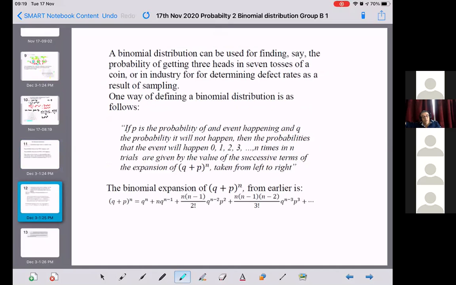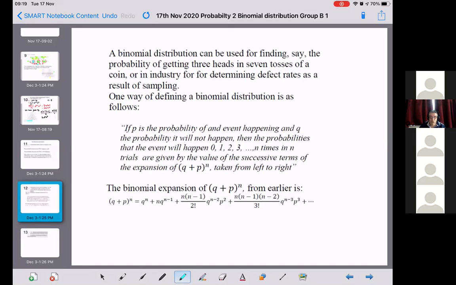Binomial distribution can be used for finding, say, the probability of getting 3 heads in 7 tosses of a coin, or in industry for determining defect rates as a result of sampling. One way of defining a binomial distribution is as follows. If P is the probability of an event happening, and Q is the probability that it will not happen, then the probabilities of that event happening none, 1, 2, 3, or up to n times in n trials are given by the value of the successive terms of the expansion of Q plus P to the n, taken from left to right. You'll notice that the probability of it not happening is first in that binomial expression. It's Q plus P, not P plus Q.